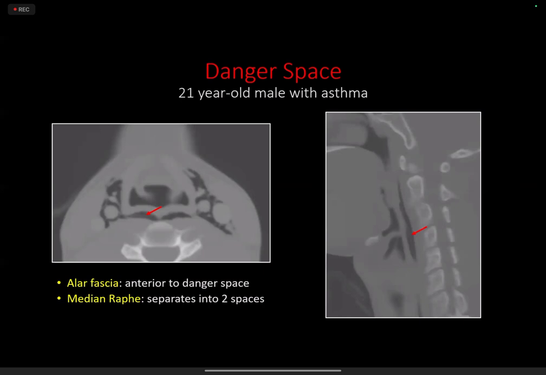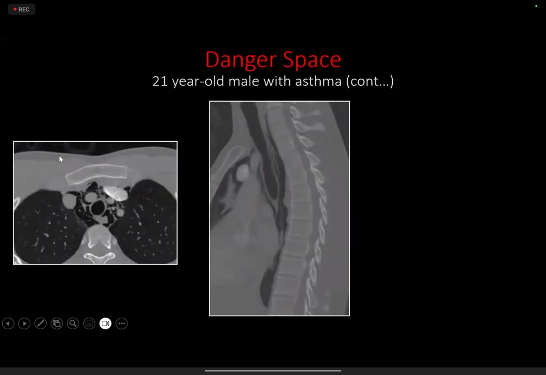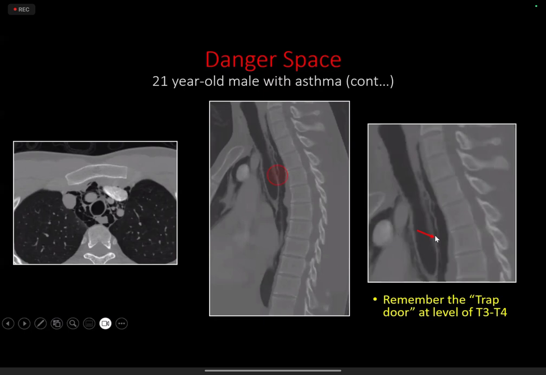Here's a patient that presented with asthma and had an asthma attack. Probably an increase in thoracic pressure, and then had this emphysema that was dissecting through the mediastinum up into the neck. But I love this case because it really outlines the fascial anatomy within the suprahyoid neck. Here we can see the anterior or the alar fascia right over here, which is just anterior to that danger space located right over here, and of course that retropharyngeal space right over here. The sagittal image really demonstrates the location of that danger space. And we can see that alar fascia at the bottom of the scene. Here's that mediastinal emphysema. And then, of course, remember that trap door. We can kind of see it right over here, right at the level of T3, T4, where that retropharyngeal space dumps into the danger space.